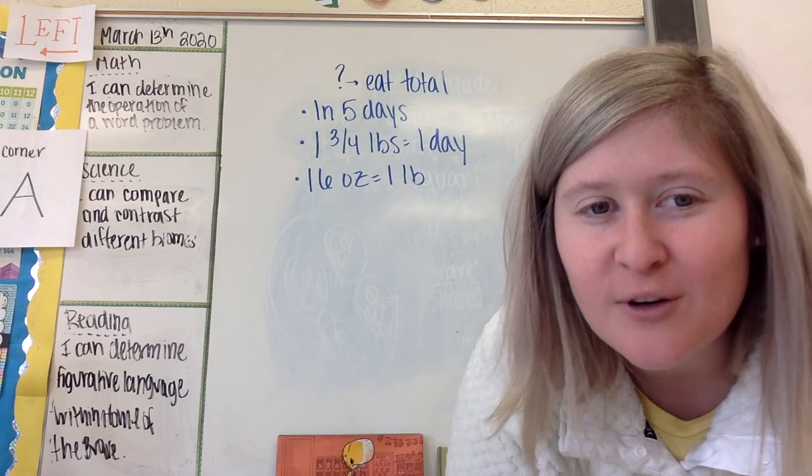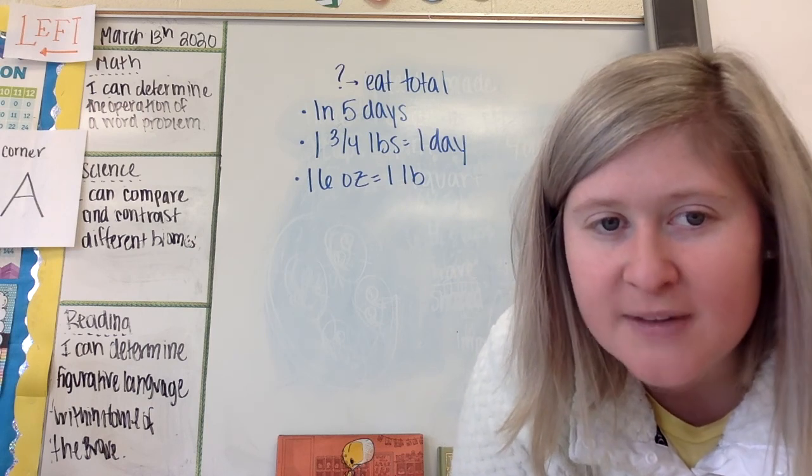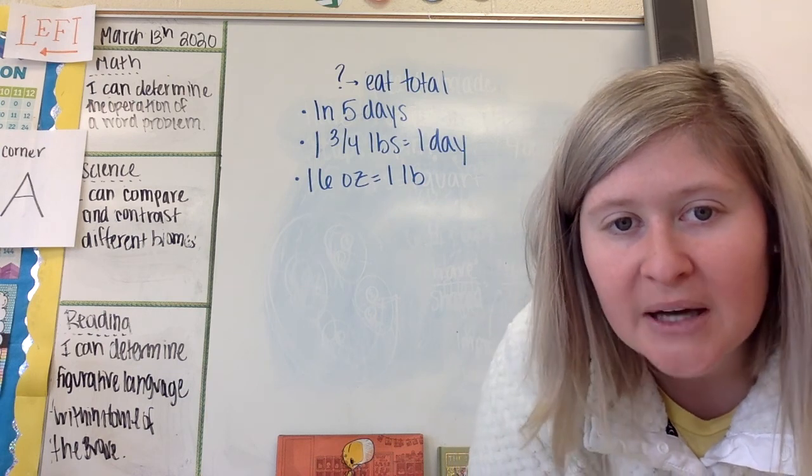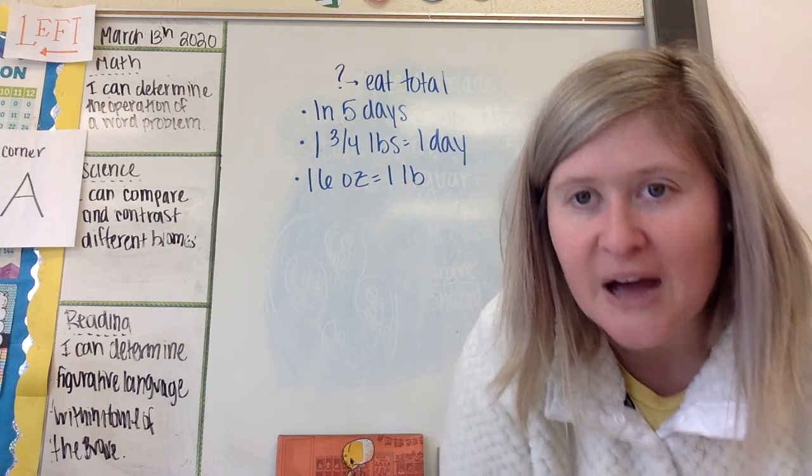Your question says Maria adopted 4 dogs. Altogether, they eat 1 3/4 pounds of food each day. If 1 pound is equal to 16 ounces, how many ounces of food will the dogs eat in 5 days?